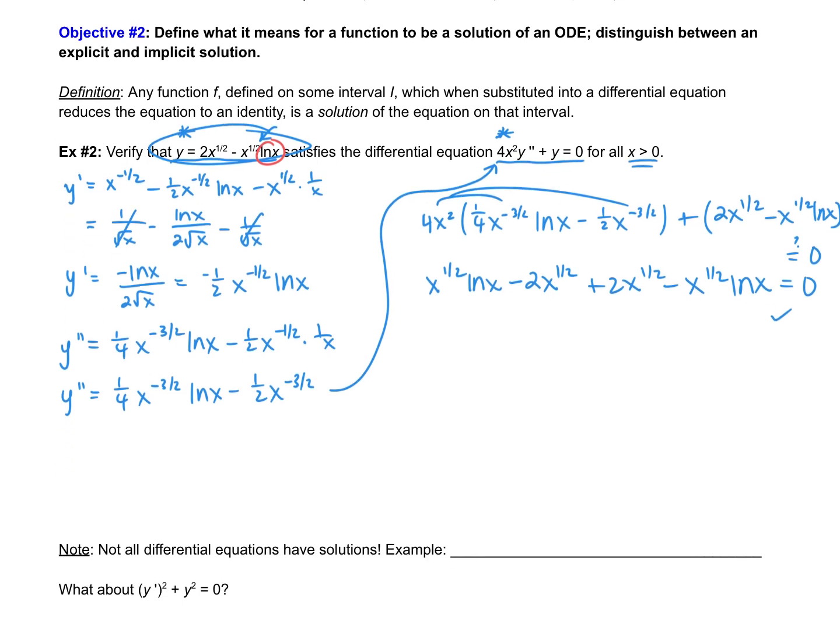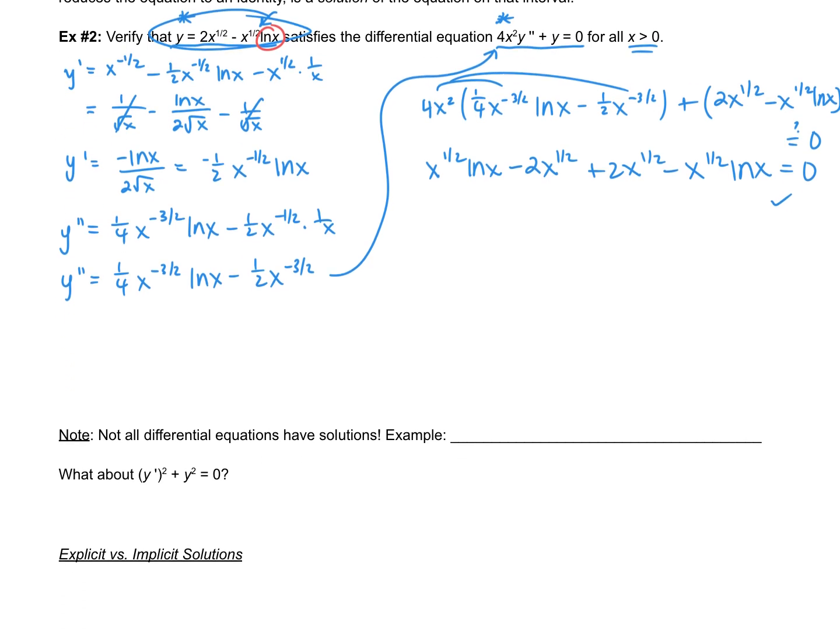Okay, so let's keep going then. One thing for you to know is that not all differential equations have solutions. For example, if I take y prime squared, add y squared is equal to negative 1, this is not going to have a solution. We should be able to tell that just by looking at it. We have a squared quantity, which is positive. We're adding another positive quantity, and we're getting a negative number. That's not going to have a solution.